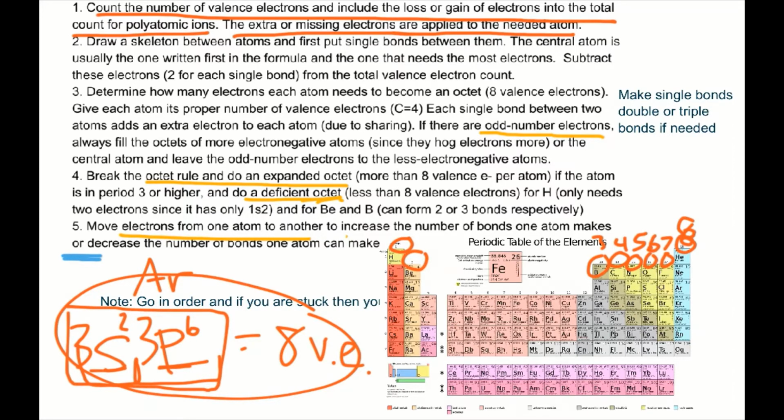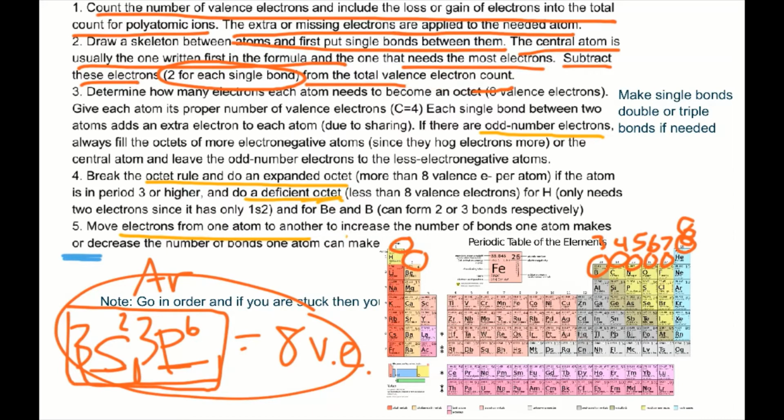Number 2, draw a skeleton between atoms and put single bonds between them. The central atom is usually the one written in the formula first, and the central atom is just the atom that's written in the middle of the Lewis structure, and that central atom is typically the one that needs the most electrons. Then subtract these electrons, meaning the electrons that are in the bonds, and 2 electrons are in one bond, and you have to subtract these electrons from the total valence electron count.